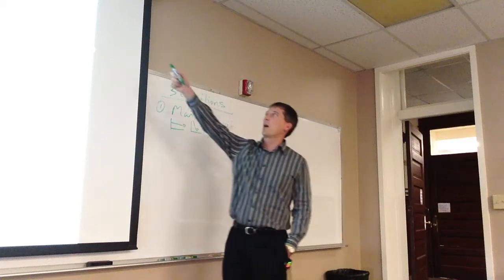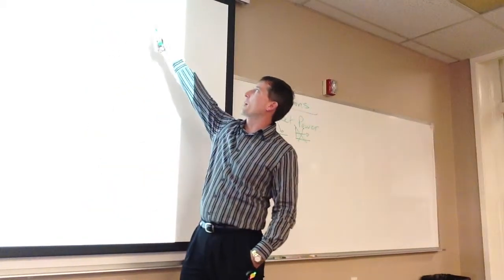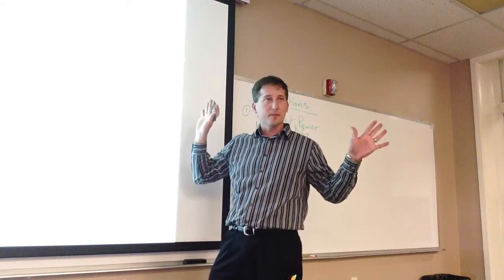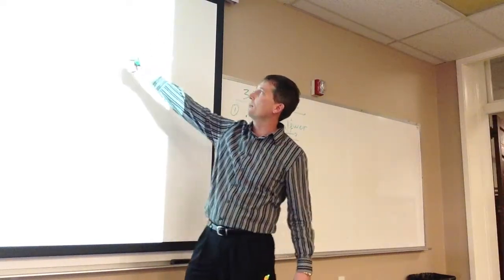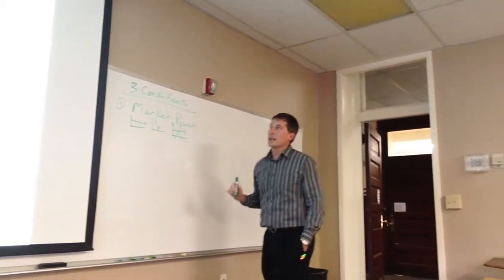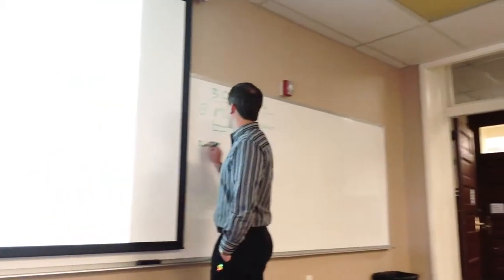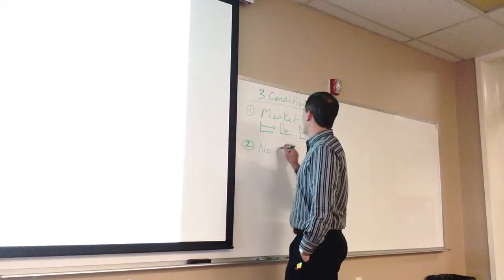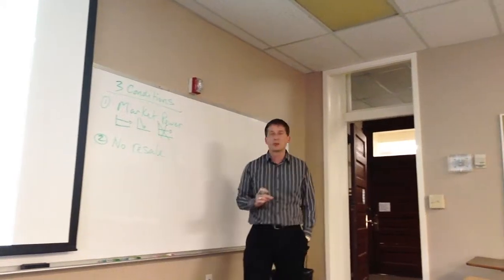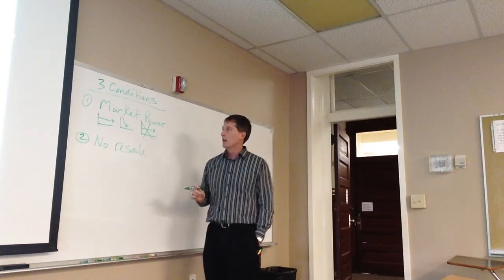So that's market power. So it says if you don't have market power, you're in a perfectly competitive situation. You're a price taker, deal with it. Marginal revenue equals price. Can the firm prevent resale or arbitrage? So that's condition number 2, no resale or very prohibited resale, or it's very hard to resell.